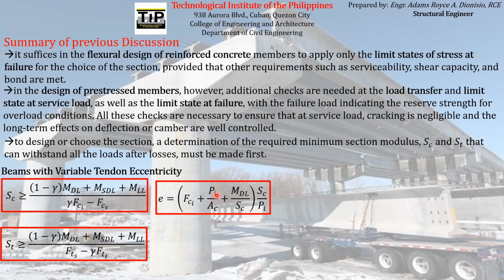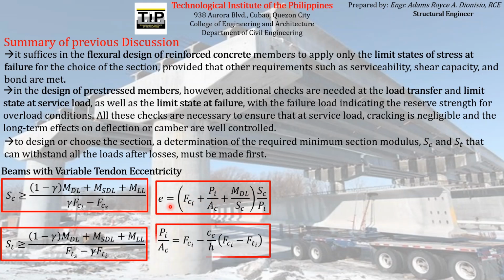So in order for us to ensure that the tensile stresses that will be experienced by the pre-stressed concrete member that we are designing will not exceed the allowable stresses specified by the code, we have to limit the eccentricity of our tendon profile or our pre-stressing reinforcement. So you can use this formula to find that maximum tendon eccentricity.